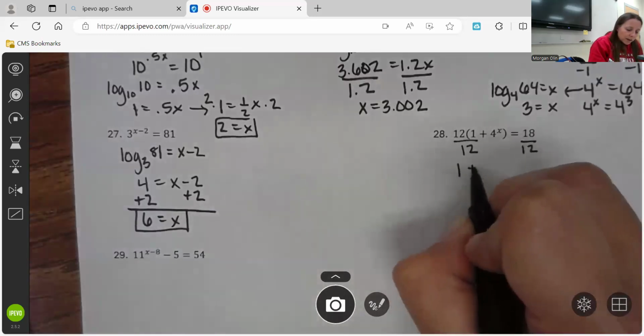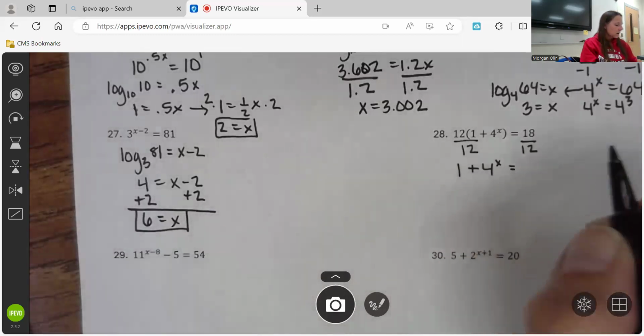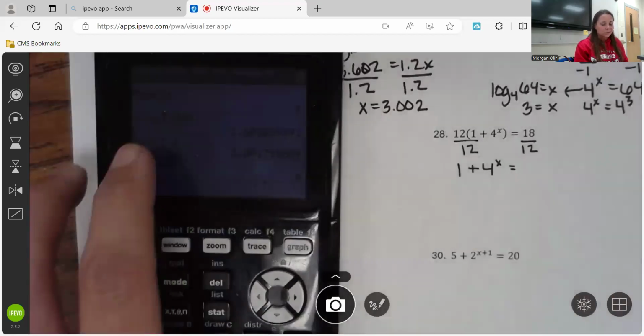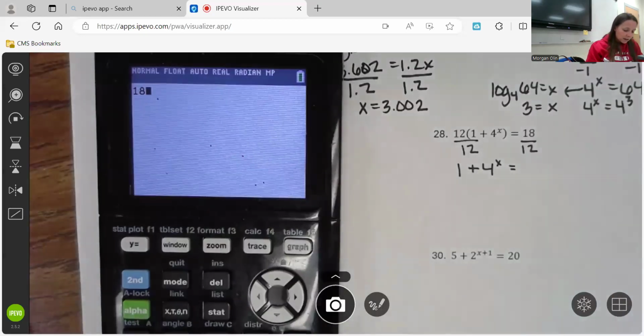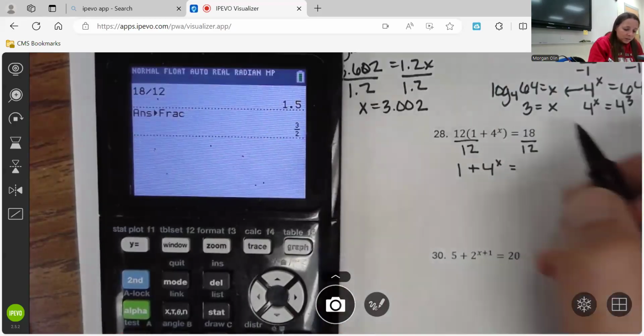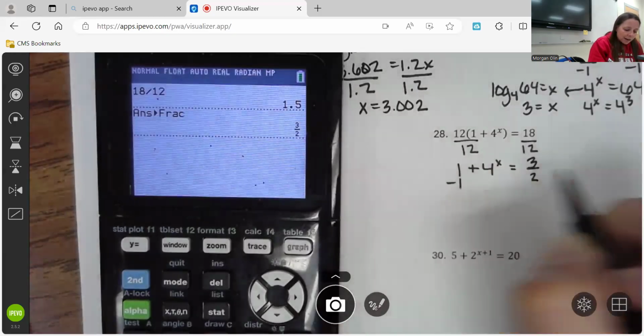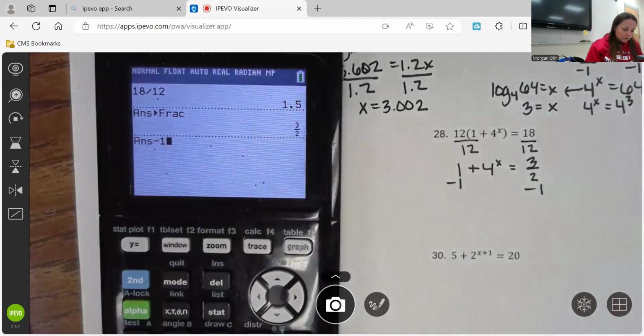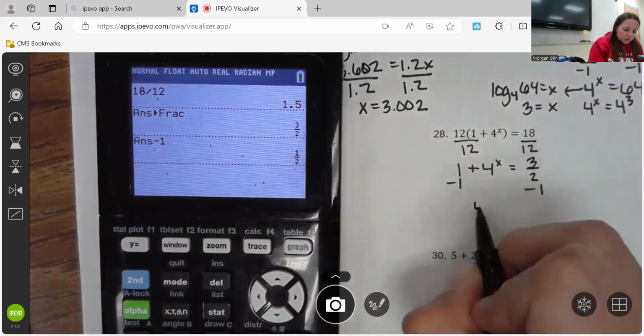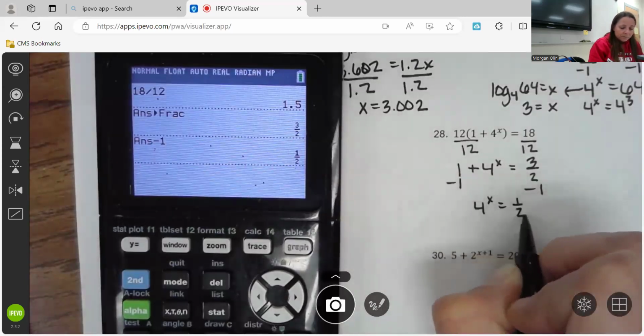So this is 1 plus 4 to the x equals 28 divided by 12. All right, now your calculator actually reduces this for you. If you want to say it's 1.5, feel free to. If you hit math, enter, this is 3/2. Okay, now subtract 1. All right, so if I minus 1, I get 1/2. So 4 to the x equals 1/2.